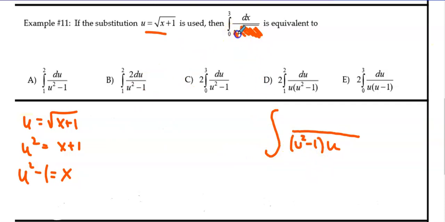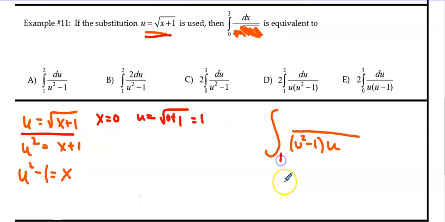And so now I can get rid of the u. The next thing I can do, ladies and gentlemen, is change my bounds. When x is equal to 0, because again, we're looking at x's here, we go back to our function. When x is equal to 0, u is going to be equal to the square root of 0 plus 1. Again, I'm going back to this function right here. So u is going to be equal to 1. So I'm going to put a 1 here.